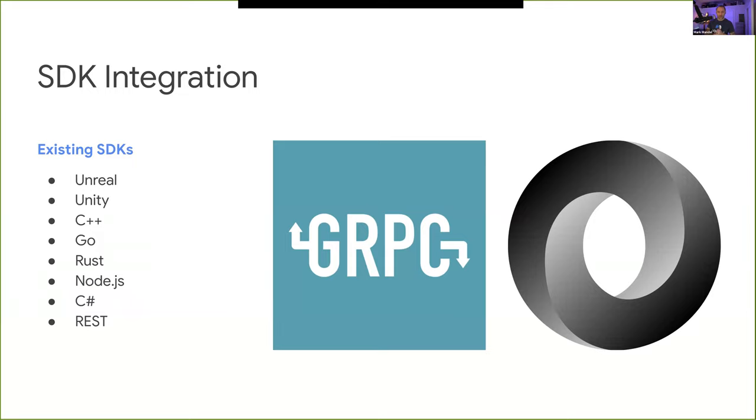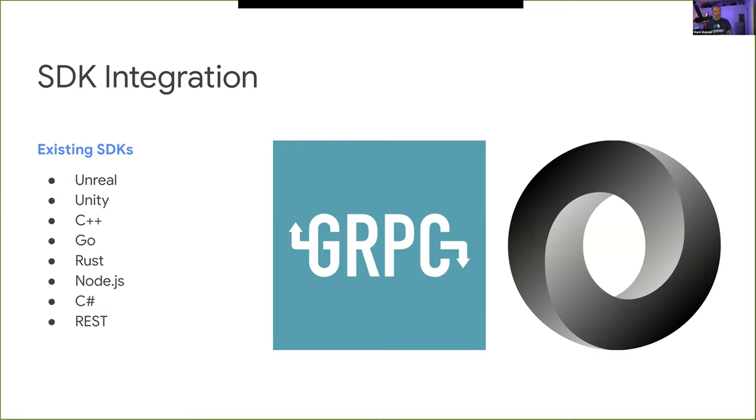But I want to talk a little bit about this as well. We also have SDK integrations. This is probably a bit of the special sauce for something like Agones, because the game server lifecycle stuff is a little different. If you're going to be using Agones, we have a set of existing SDKs, including Unreal and Unity, the two big major game engines. We can also integrate with C++, Go, Rust, all a good chunk of languages.